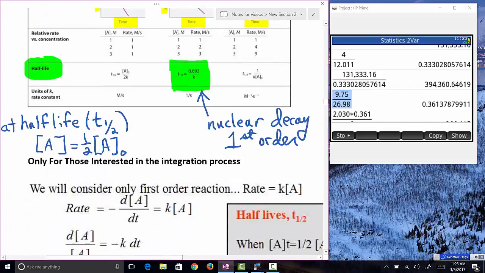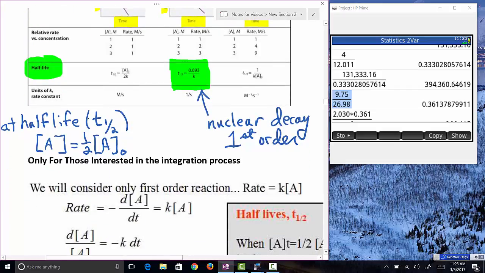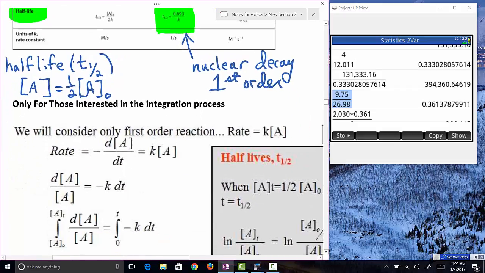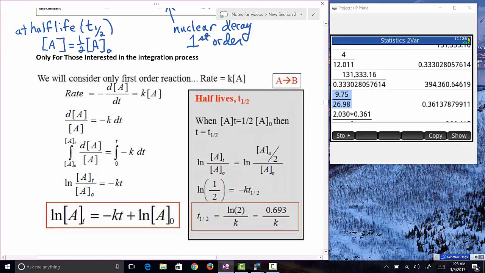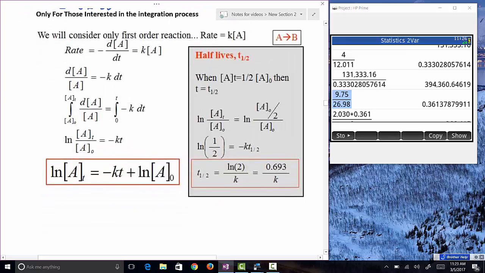Okay, so I did include in these notes, if you are taking calculus and you are interested in how the integration occurs to derive our equation, the derivation of the first order reaction.